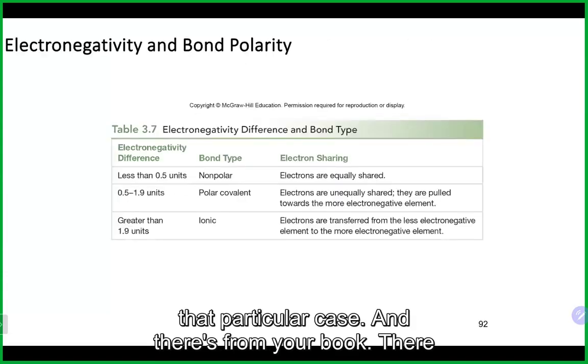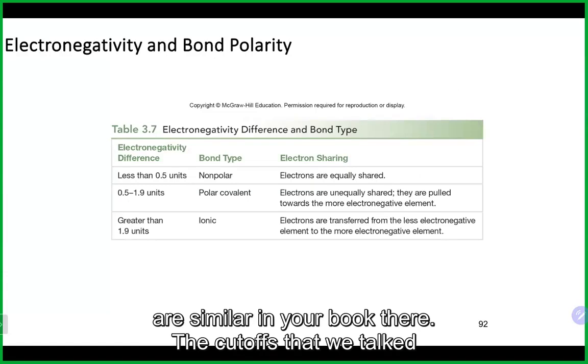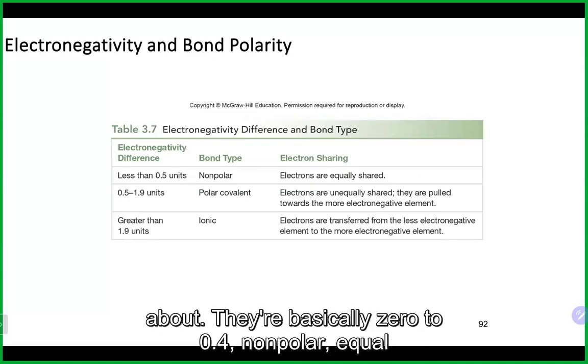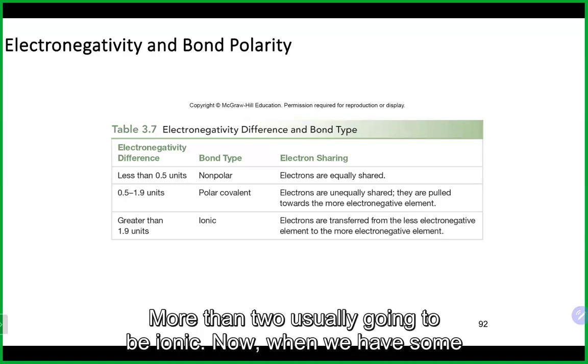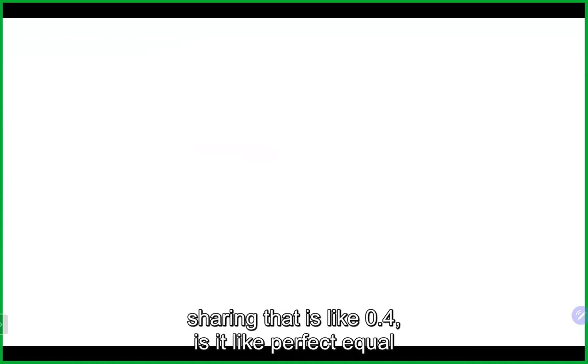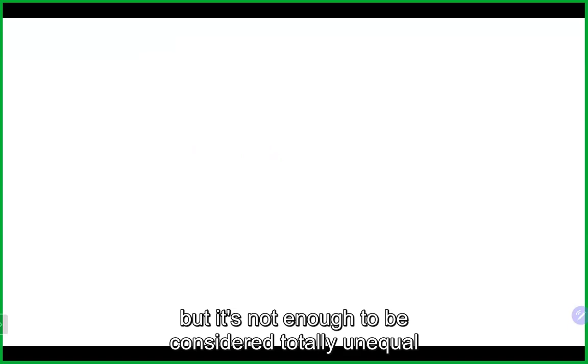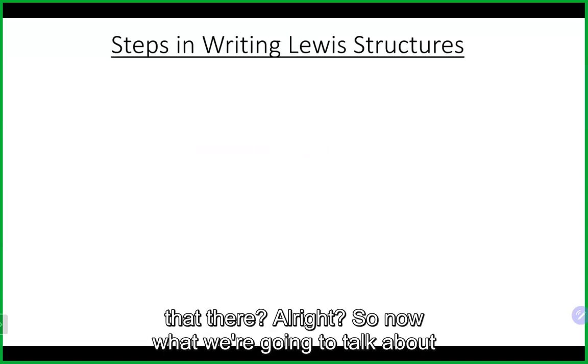And there are similar cutoffs in your book, the ones we talked about there. Basically 0 to 0.4 is non-polar, equal sharing of electrons, 0.5 and above to below 2 is polar, and more than 2 is usually going to be ionic. Now, when we have some sharing that is like 0.4, is it perfect equal sharing? It's not. There is some unequal sharing happening, but it's not enough to be considered totally unequal sharing. So there's sort of a limit there. Any questions on that there?